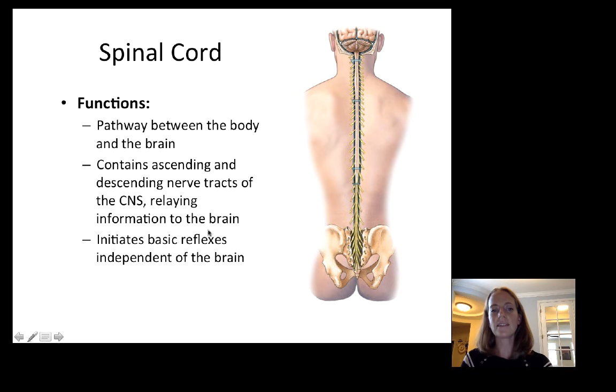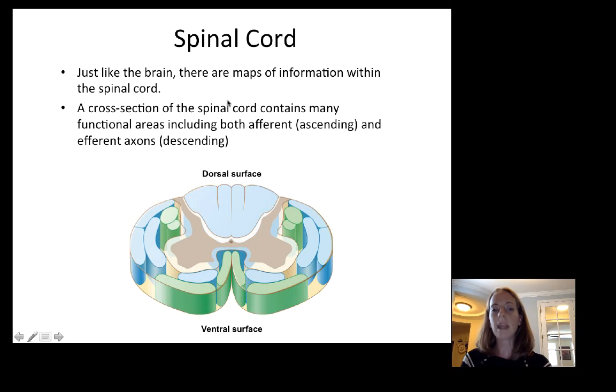And we already discussed this in our sensation lecture. It contains the ascending and descending nerve tracts of the central nervous system, relaying information to and from the brain. It can also, on its own, initiate basic reflexes completely independent of the brain. So just like the brain, within the spinal cord there are maps of information, and a cross-section of the spinal cord has many functional areas, some going up to the brain, which would be ascending, and some going down from the brain, or descending.